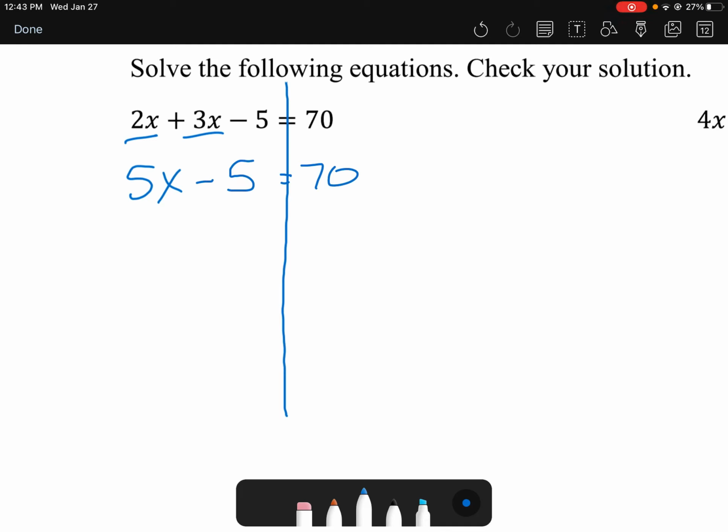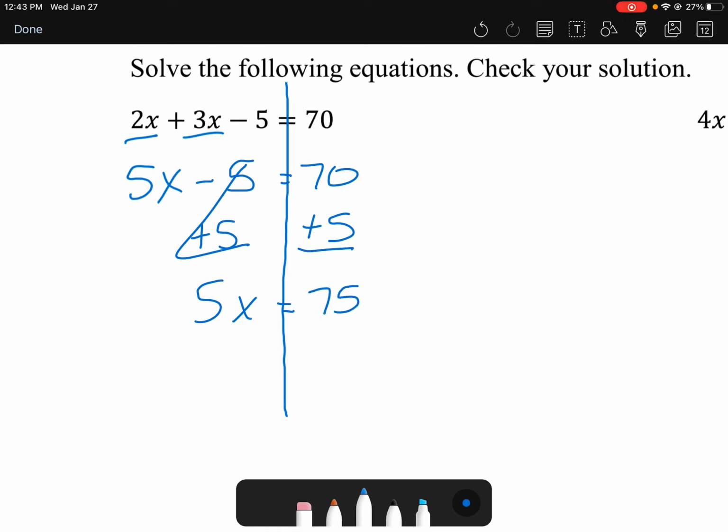So now I have a two-step equation. I can go ahead and start solving. I want to get rid of my constant 5 first. I do see that I have minus 5, so I'll go ahead and add 5 to both sides. Canceling those two out, I have a 5x left over. 70 plus 5 is 75.